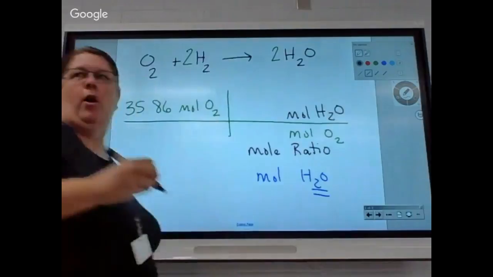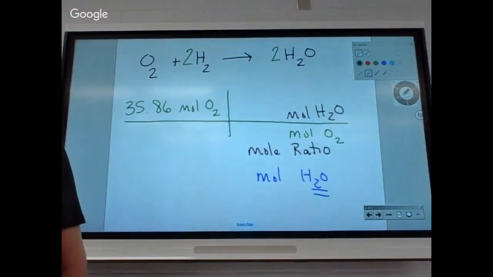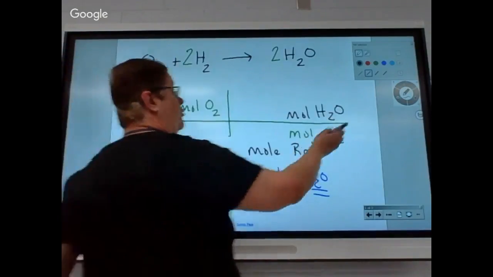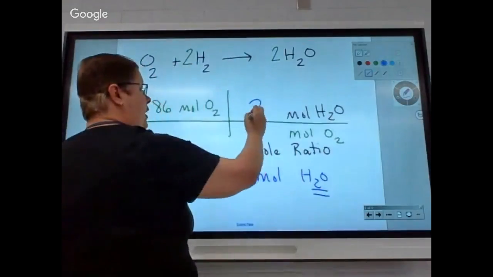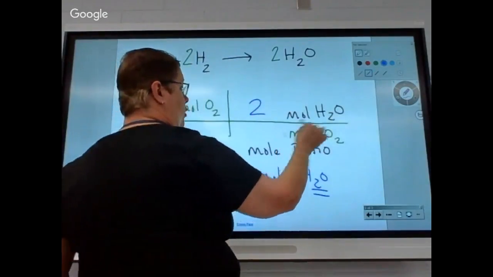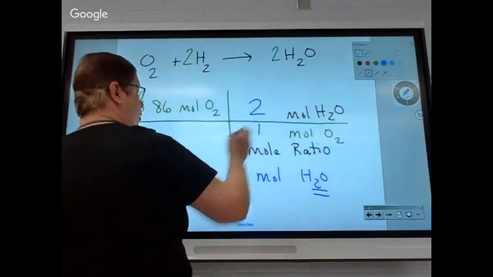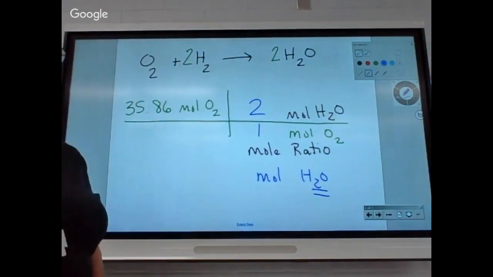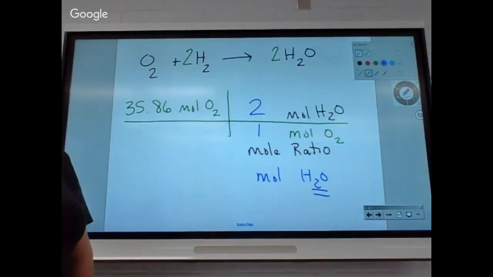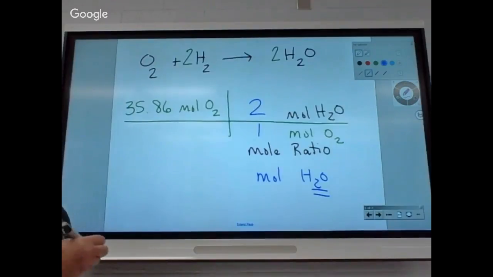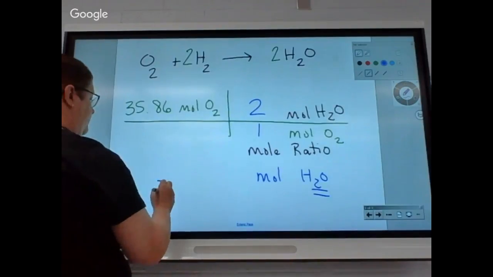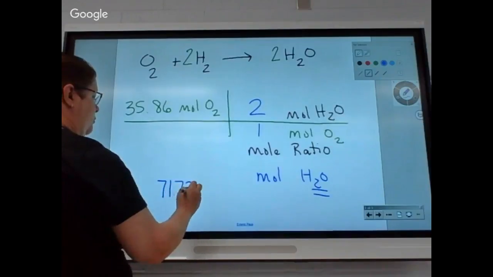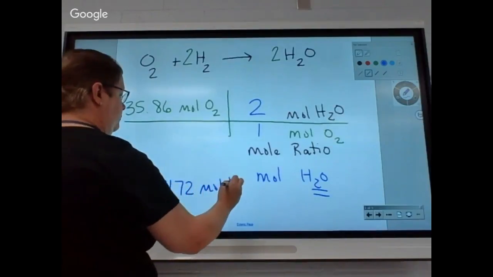Now, when we wrote our mole ratios on Friday, where did the coefficient numbers come from? The where? The equation, right? So what coefficient is in front of moles of water? So we put a 2 there. What coefficient is in front of moles of oxygen? So we put a 1 there. That's all we have to do. Now, how do we calculate? Multiply and divide. So what'd you get? 71.72. 71.72 moles of water.